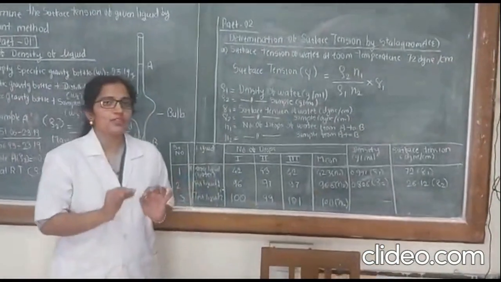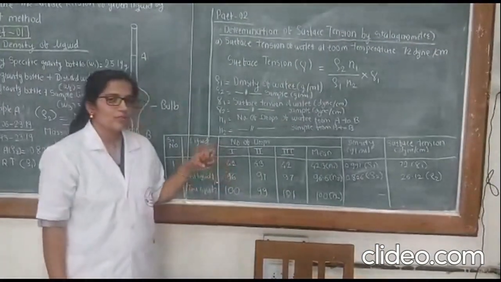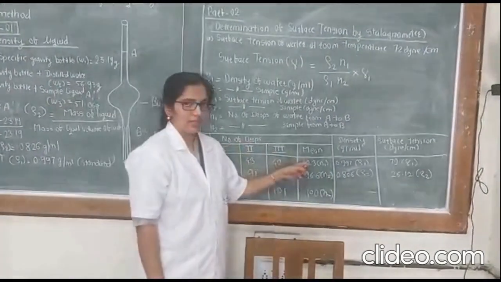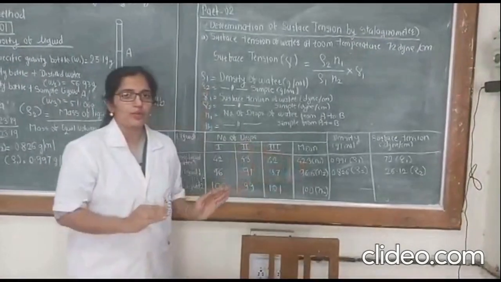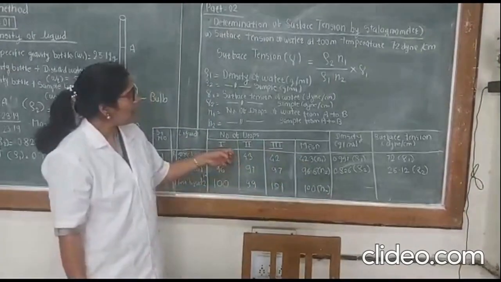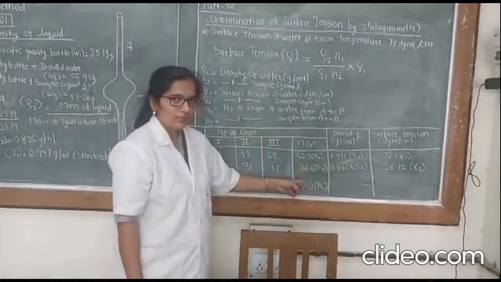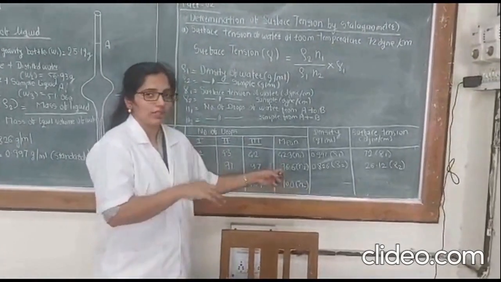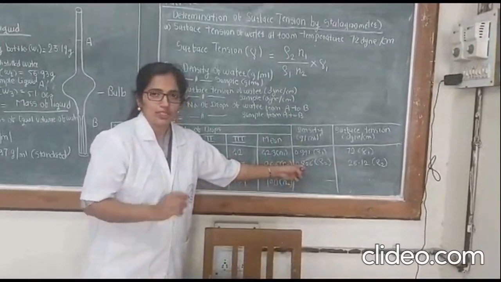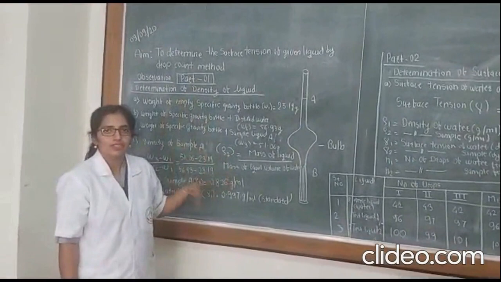The same procedure you have to repeat three times. It is a triplicate. So the number of drops of water formed is 42, 43 and 42. From that you will get the mean. And the same procedure you have to perform again for sample A and sample B. So from this you will get the N1, N2 values, that is the number of drops of water as well as unknown liquid, and from that you have to calculate the density of unknown sample by this calculation. The same calculation you have to repeat for sample B as well.